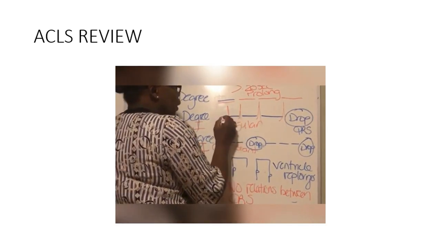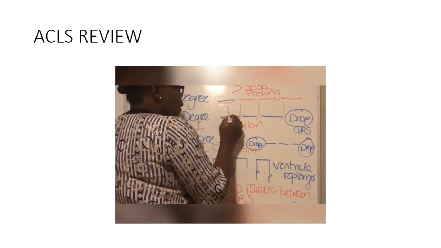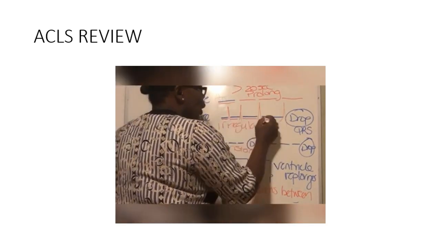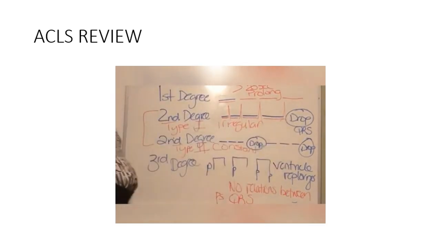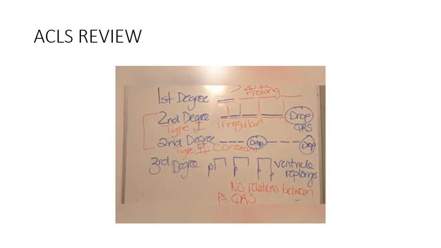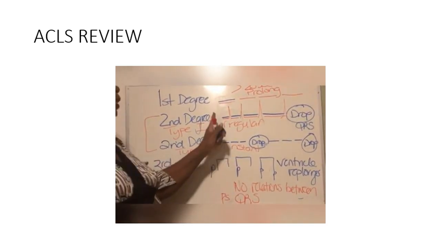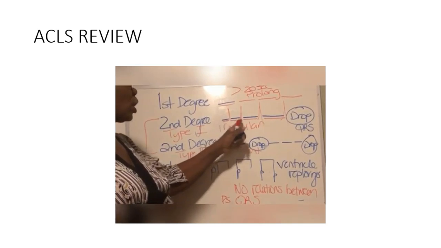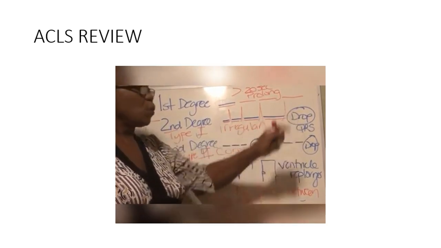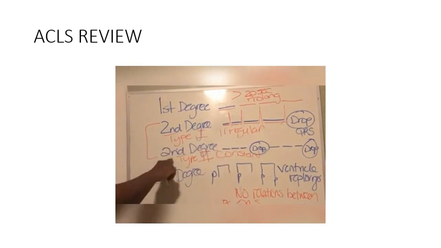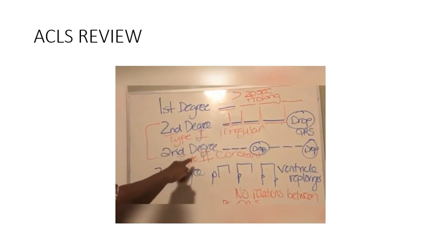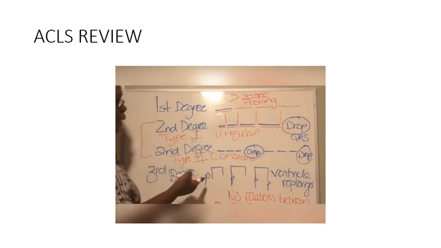Look at this here. Long, longer, okay? And then your QRS just drops off. There is no QRS. Then it does it again. Long, longer, QRS drops, okay? It's irregular. In second degree type 2, it's constant.